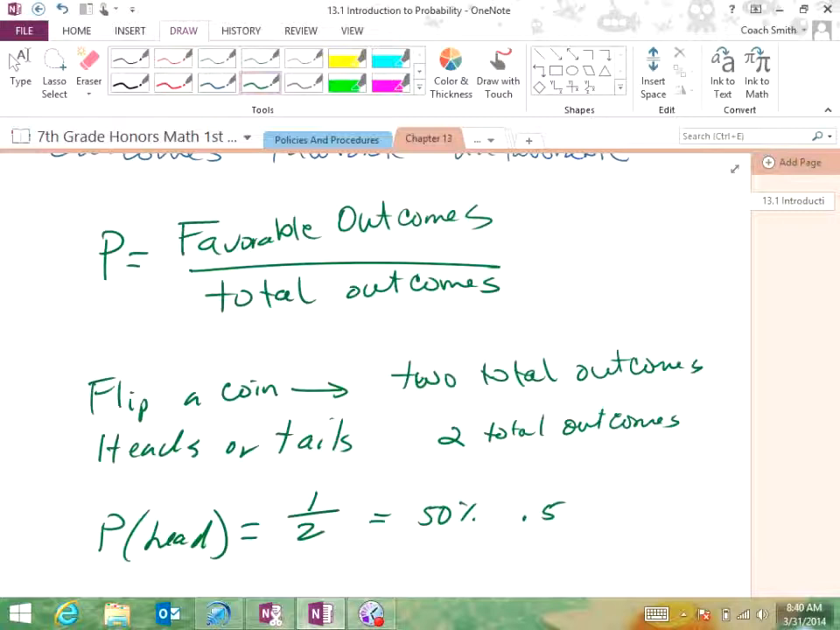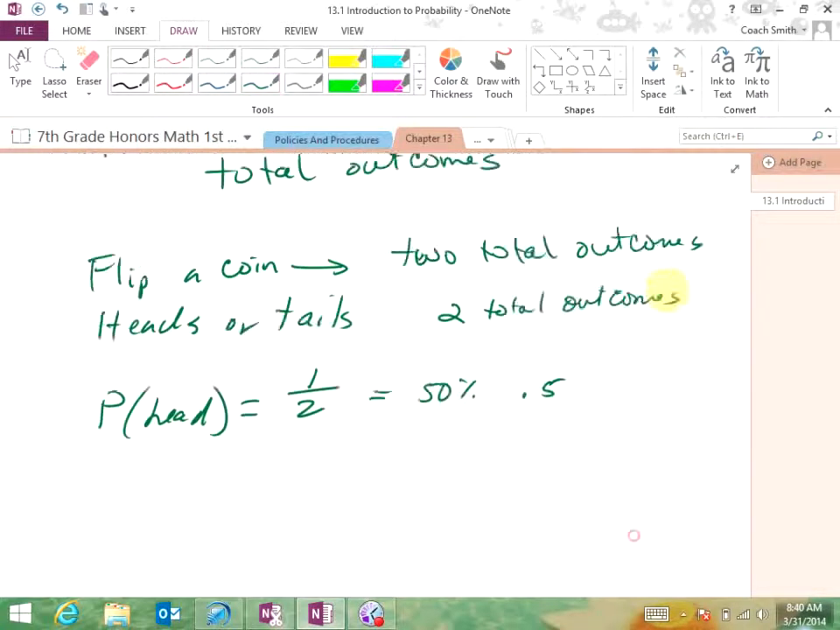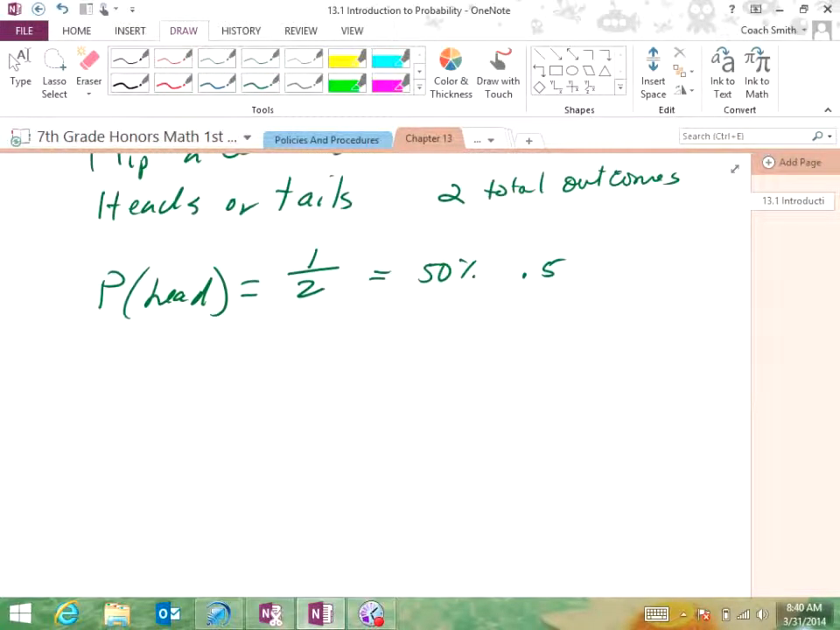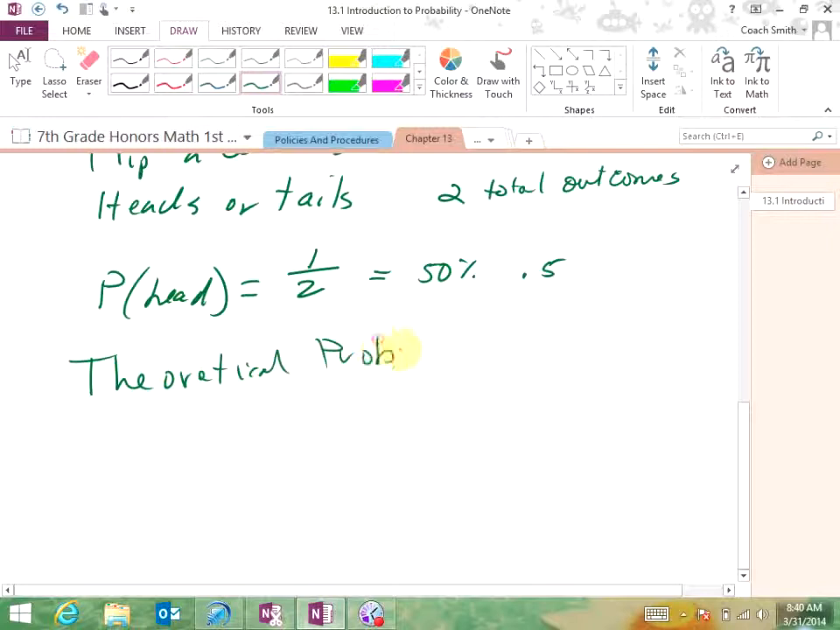Now, let's look at a couple examples. First of all, let's talk about this before we move on. Let's talk about the difference between theoretical probability, okay, and experimental probability.